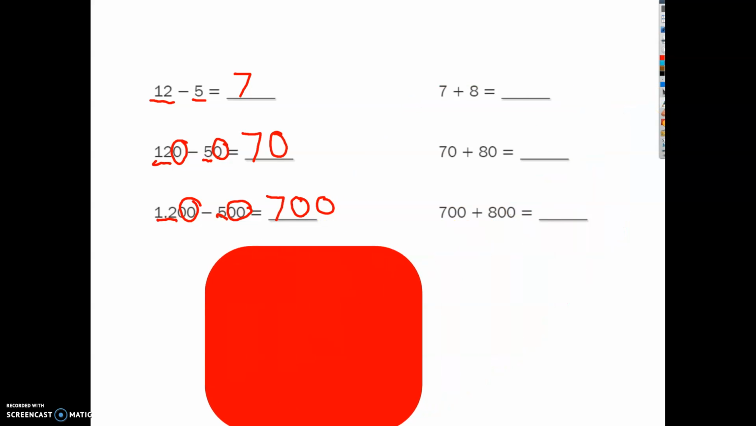7 plus 8 is 15. So I'm going to think 7 plus 8, that's 15. Here's a zero, here's a zero, add a zero, 150. Here's 7 plus 8, what is it? 15. Here's 2 zeros, here's 2 zeros, here's 2 zeros. So my answer, 700 plus 800, is 1500. Or if I put the comma in where it belongs, I can also say 1,500.